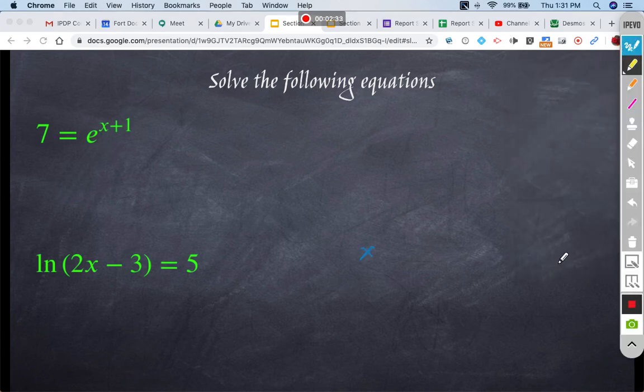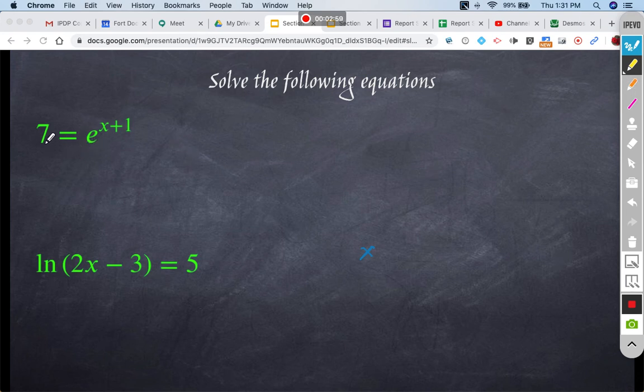You've probably seen problems like this back in pre-calculus. The way I often teach this in pre-calculus is just switching it from exponential form to logarithmic form. But I want you to do this using those inverse properties we just showed, just to get a feel for that. So use the inverse properties to solve these.